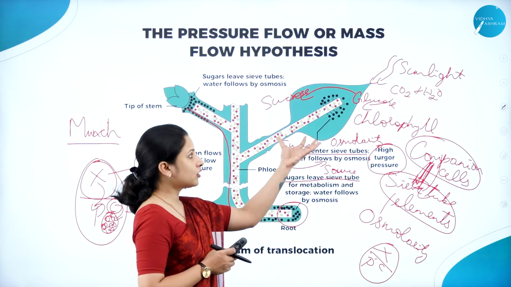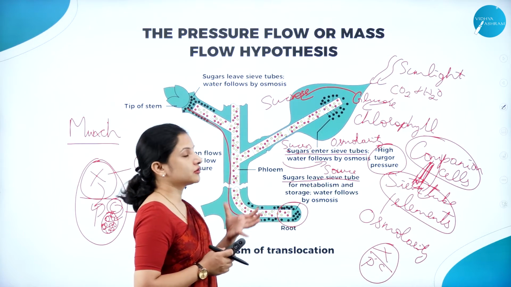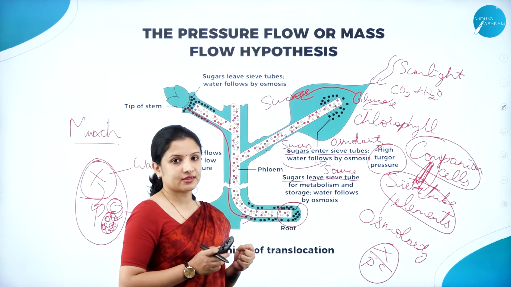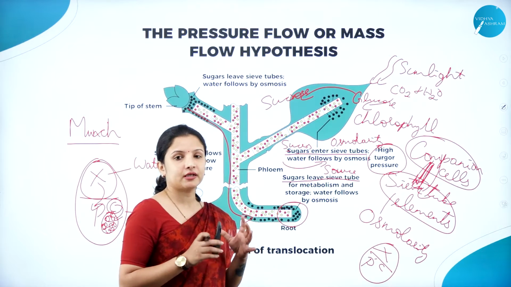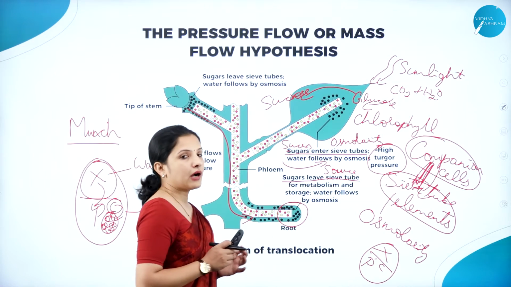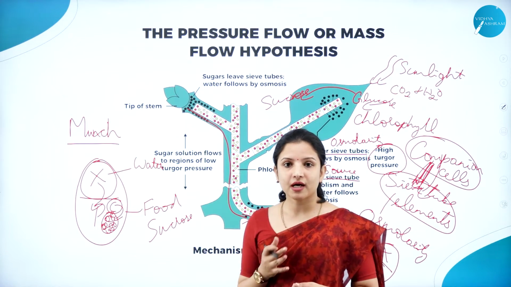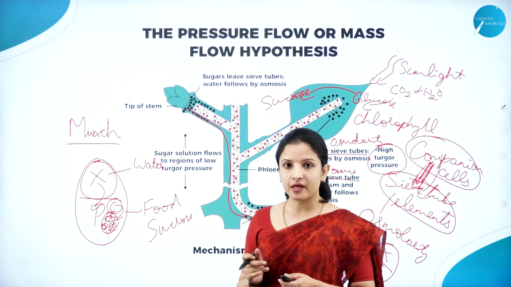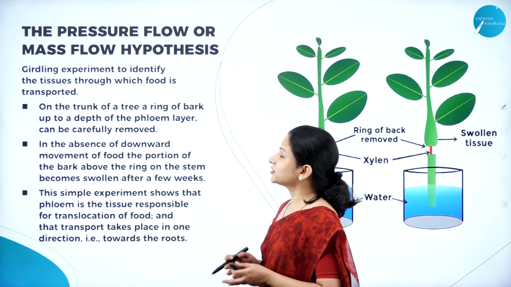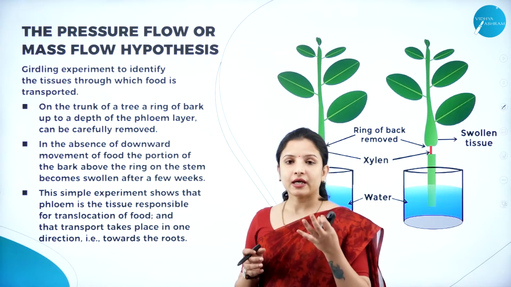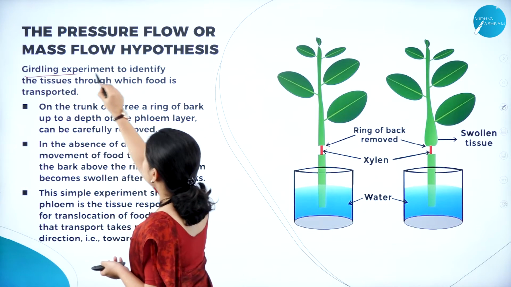And because a lot of pressure, that is turgor pressure, is involved in this, it is also called the pressure flow hypothesis. And because the sucrose travels in mass or in bulk, it is also called the mass flow hypothesis. That is the pressure flow hypothesis and the mass flow hypothesis that was proposed by Munch. So in order to support the pressure flow hypothesis and the mass flow hypothesis, an important experiment was conducted which was called the Girdling Experiment.